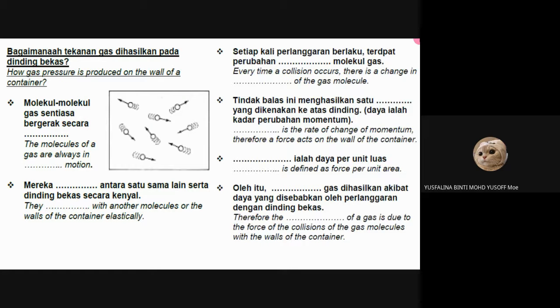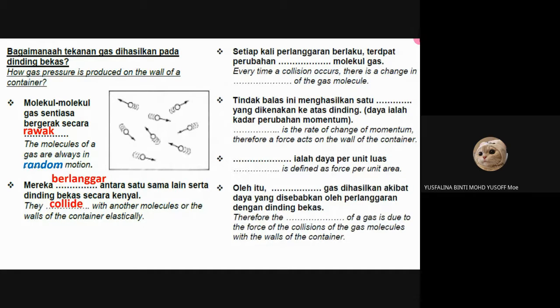So the first thing we have to learn is how gas pressure occurs. Basically the gas pressure is caused by the collision between the gas molecules and the container. Inside the container, all the gas molecules will move randomly. When they move randomly, they will collide with another molecule, and also collide with the wall of the container elastically. Later we will see a video.